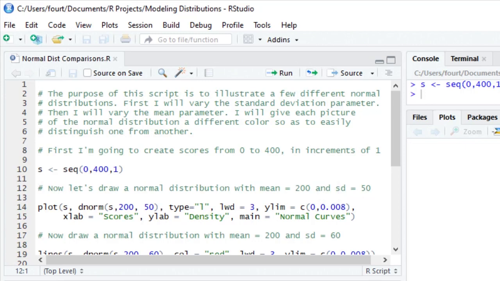Through trial and error. I tried creating this plot behind the scenes before showing it to you, and 0.008 was a good height for my graph to fit the plotting area but also use most of the vertical dimension. I then have my labels for the horizontal and vertical axis and my main title. Let's run it.